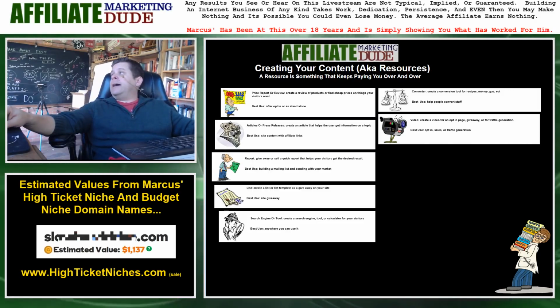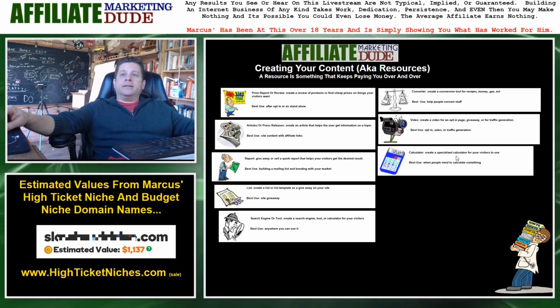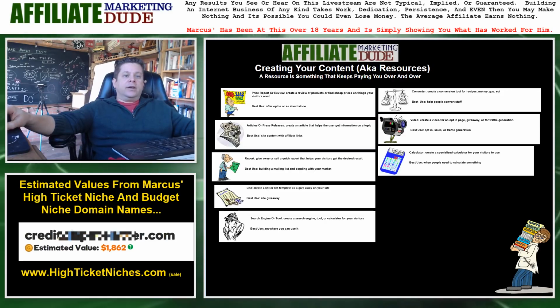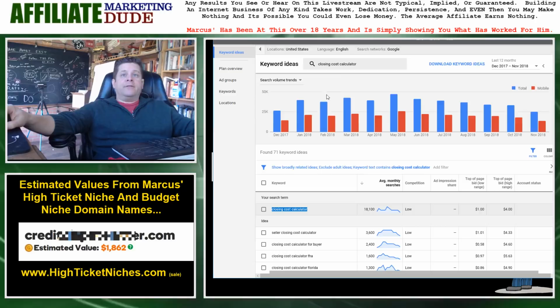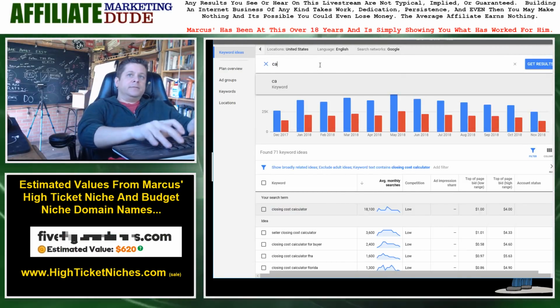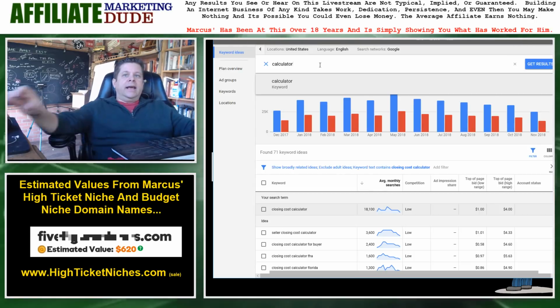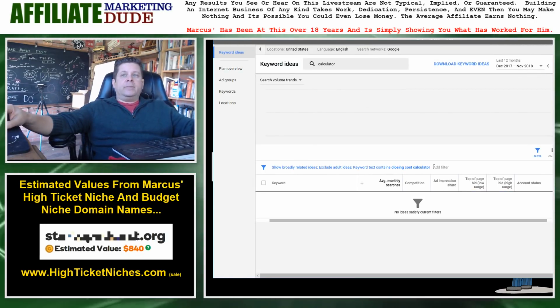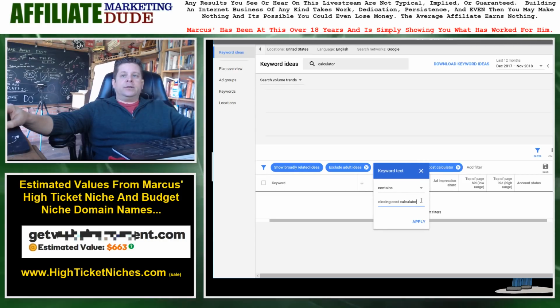Another resource you can look at is a calculator. Okay, these are fun as well. These work really good. Kind of like the closing cost calculator. But you can actually go and look at all the people that are looking up all the different calculators. Okay, so you could go calculator. And again, the idea is to spin them from what they're looking up into what you want them to go to, right?